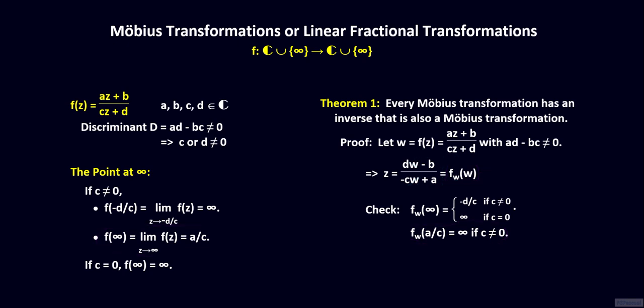We still have to verify that the discriminant of f sub w is non-zero to ensure that f sub w is a Mobius transformation. The discriminant d sub w of f sub w is d times a, minus negative b times negative c. This is ad minus bc, which of course is non-zero. Therefore, f sub w is a Mobius transformation.